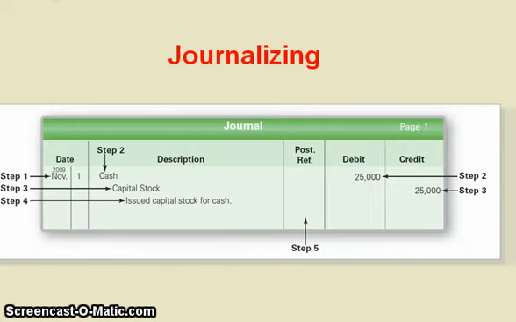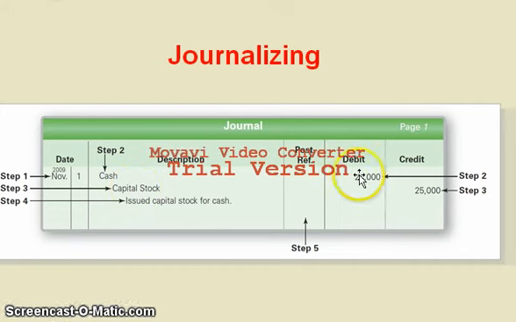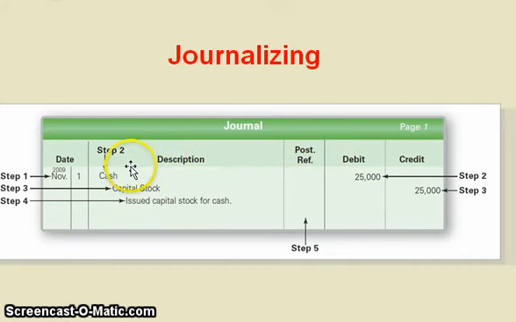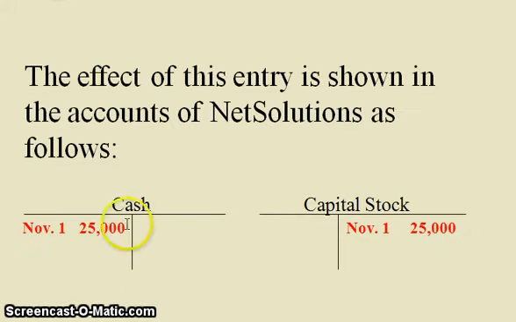And here we go. Here's the journal entry. And you see how in the journal entry the debit is to the left, and the credit is inset to the right. All right, here's your debit, here's your credit. The idea here is that every entry is going to have at least one debit and at least one credit. It could have six debits and one credit, or one debit and six credits. It doesn't matter, but it at least has to have one debit and one credit. And the dollar amounts of the entry must match.